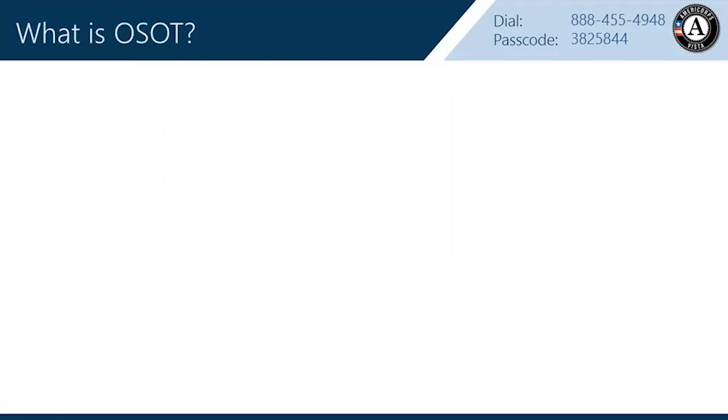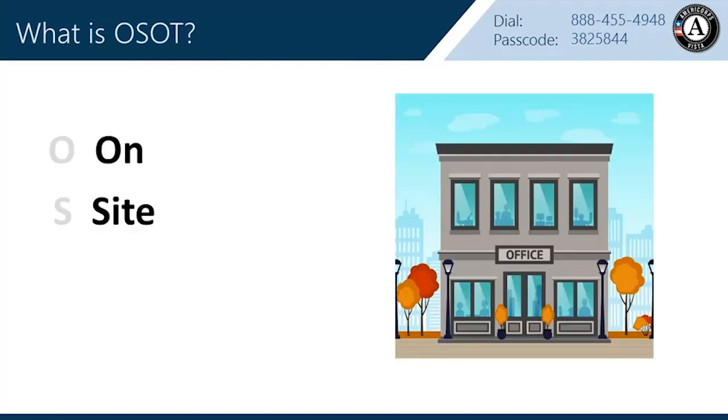So let's get started by talking about what is OSAT. OSAT can best be understood by breaking up the acronym. As I mentioned, OSAT is on-site orientation and training. So let's start with the first part. On-site. On-site means it takes place at your site. It's when your VISTA members are at their work site, reporting for duty and meeting with you.